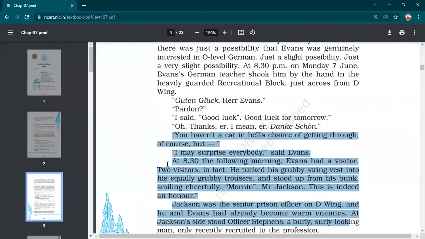said Evans. The teacher is saying that there is not a single chance that you will pass this exam, because the teacher knows that he has not learned a single word. You have not a cat in hell's chance. Cat in hell's chance means not even a slight chance that you will pass. Then Evans says, I may surprise everybody. So what? Who knows, maybe I know it. I may give a surprise. So he is talking in another way. Giving a surprise means that he wants to run away. But how he will do it, nobody knows.